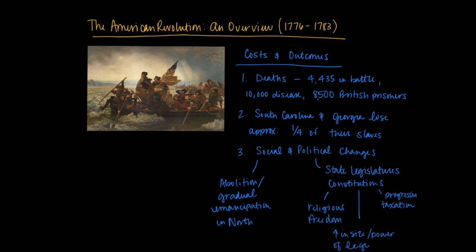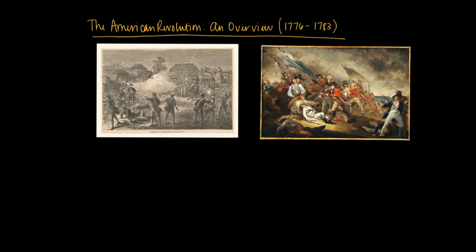We also see state legislatures go in and start to change their constitutions. We have assurances of religious freedom in many of them. You see an increase in the size and power of the legislatures because we really want to protect against that monarchy or that single leader that can get out of control. And we see changes in taxation where they become more progressive with how they're taxing their constituents.